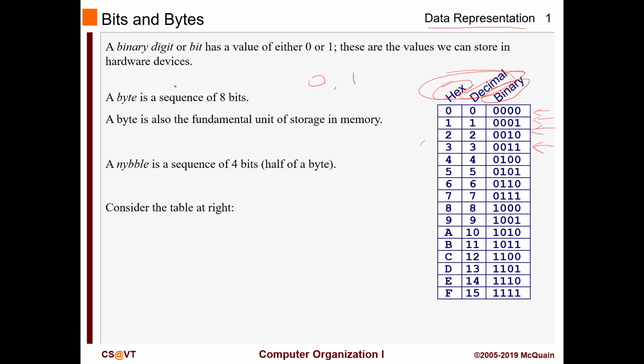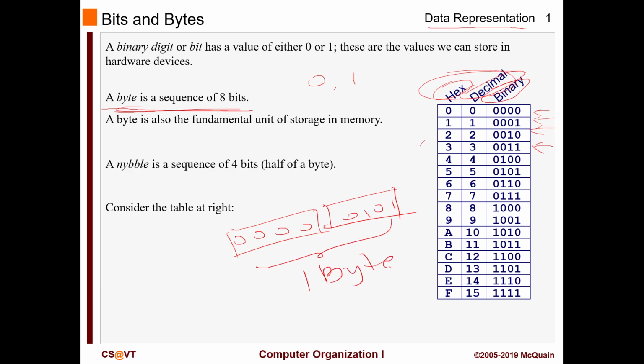A few things you have to learn over here: a byte is a sequence of 8 bits, which is basically something like this. So this is 1 byte. Another representation of 1 byte is two hexadecimal digits, which is over here 0, and for 0101 is 5. So this one is a byte. A byte basically uses 2 hex or 8 binary digits.